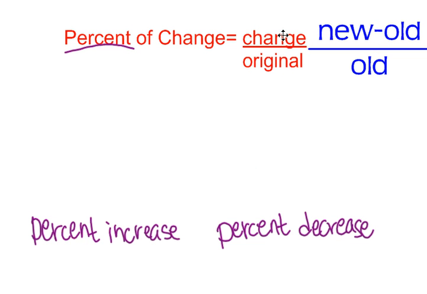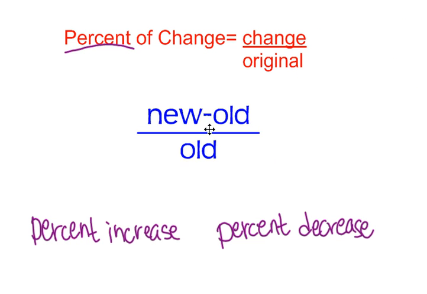How would we figure out how much something has changed? Well, we'd do whatever the new amount is, take away the old amount, and original is the same thing as old, or what the old amount is.